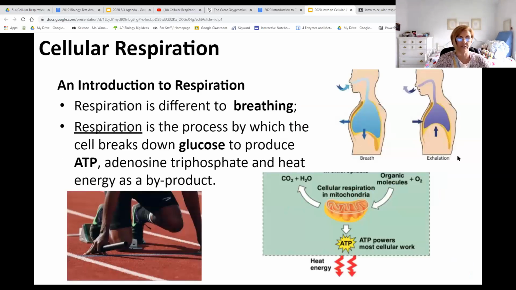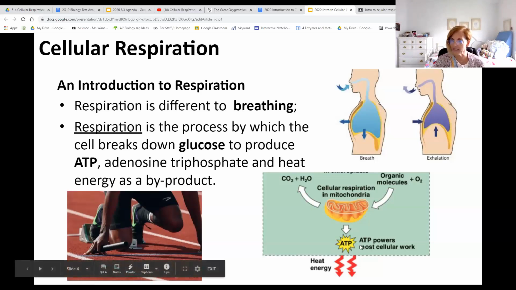Okay, so respiration versus breathing. Right away, we'll get into this. So breathing, you identified in the earlier chat box, is just taking in air and getting rid of air, right? So they're not the same. Respiration is the process by which we break down organic molecules like glucose and other sugars to produce energy, CO2, and water. Okay, so we're producing energy as well as heat. Our energy comes in the form of ATP. We've been talking about that the last couple of sections.